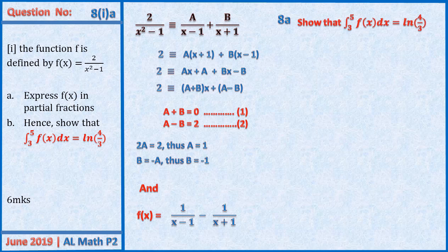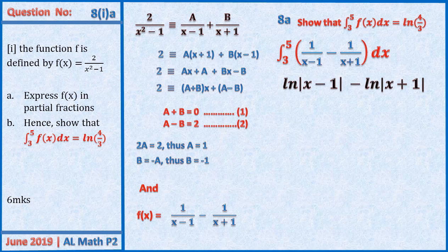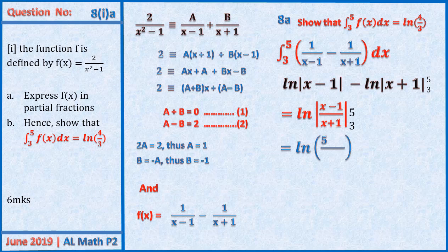So we just have to integrate this function from 3 to 5, and that gives us, integrating, we have ln(x - 1) - ln(x + 1) from 3 to 5. We put in the values from 3 to 5. You have ln((5 - 1)/(5 + 1)) - ln((3 - 1)/(3 + 1)).